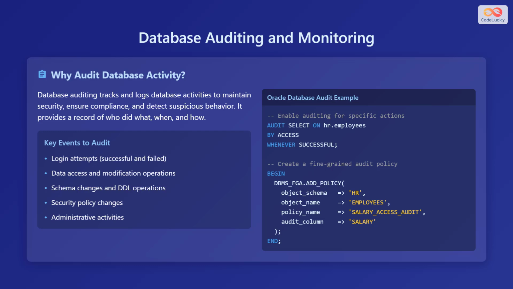Here is an Oracle database audit example. First, enable auditing for specific actions, such as auditing select statements on the HR.employees table by access whenever successful. Second, create a fine-grained audit policy using the dbms_fga.add_policy procedure to audit access to the salary column in the HR.employees table.